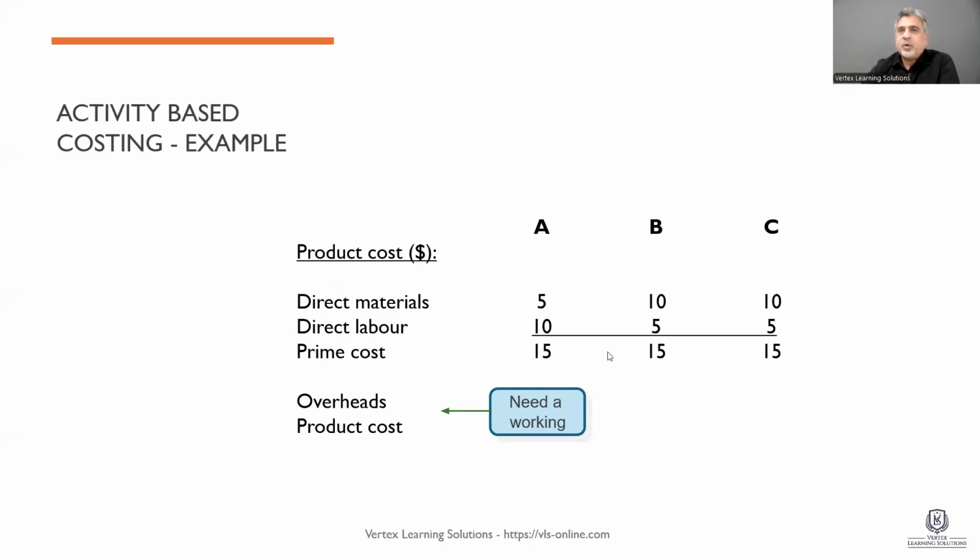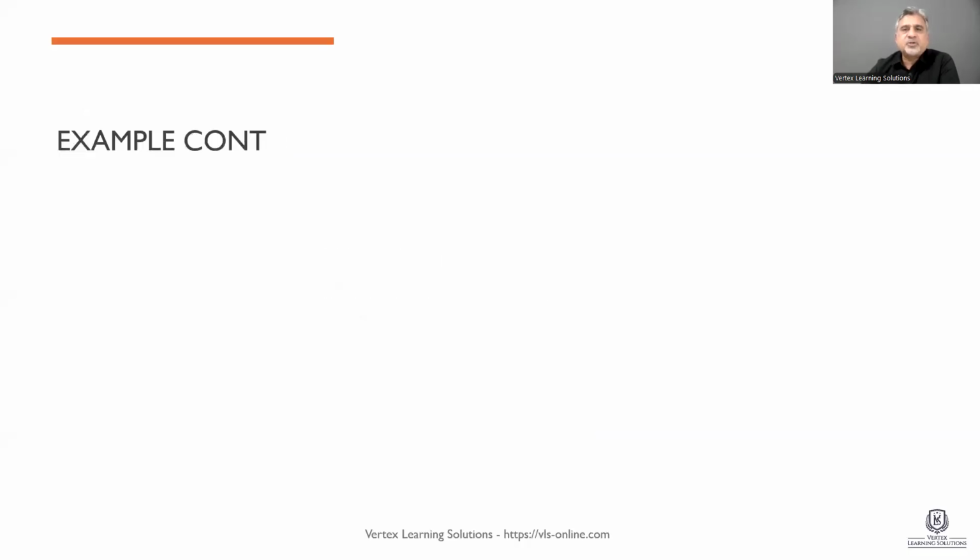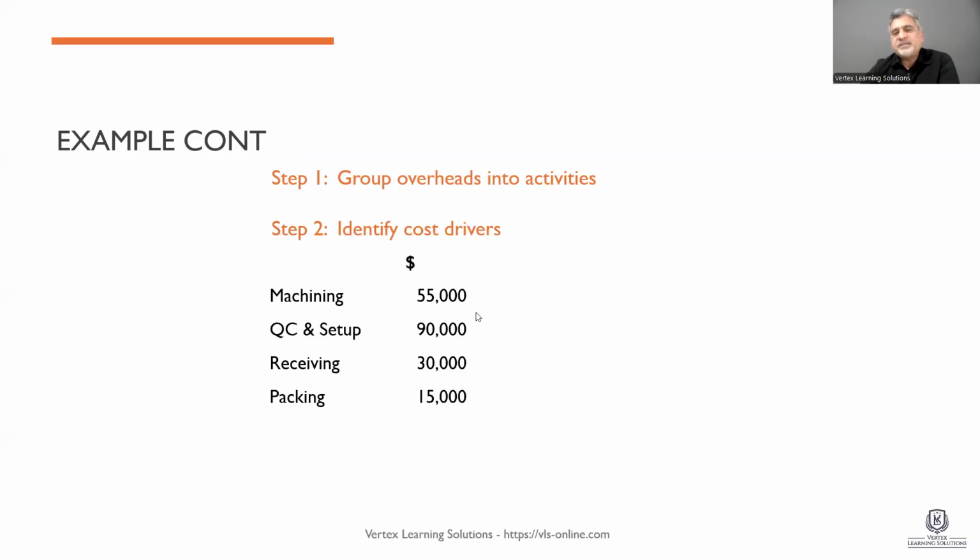So let's see what overheads, what indirect costs, do we have in the business? Here, overheads are machining, $55,000. QC, quality control and setup, $90,000. Receiving, inventory or goods receiving, $30,000, and packing, $15,000. So I've got these four different groups of cost. 55 plus 90 plus 30 plus 15 makes $190,000. So my total overhead is $190,000.